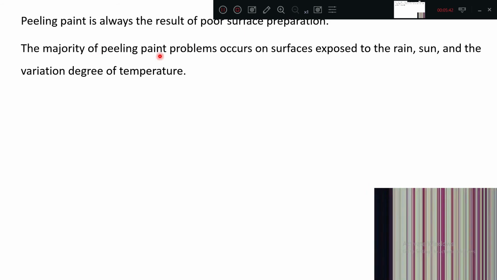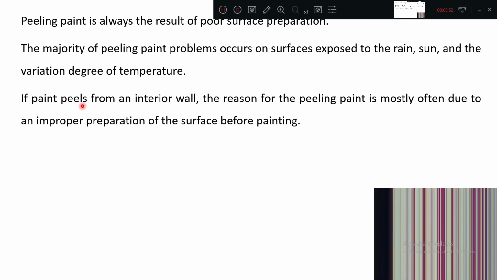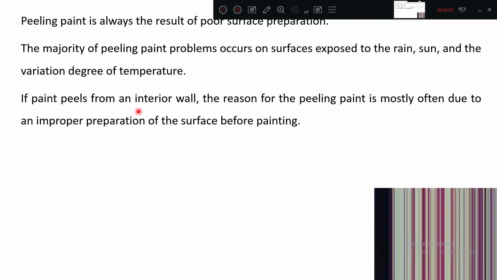The majority of the peeling paint problem occurs on the surfaces exposed to rain, sun and other variation in the temperature. If a paint peels from the interior wall, the reason for the peeling of paint is mostly due to the improper preparation of the surface. Means that is, if you have not prepared the surface properly, the interior walls may get their paint peeled.